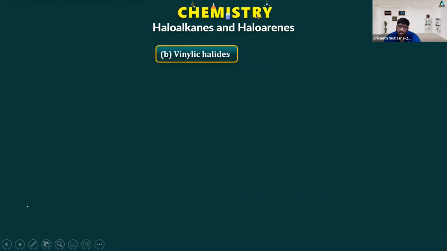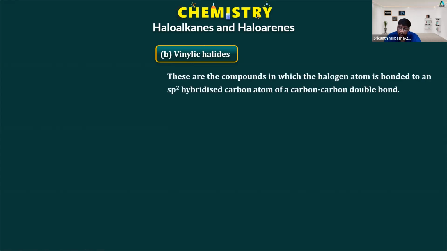Vinylic halides: the halogen is connected to a vinylic carbon. What is a vinylic carbon? The carbon present in a carbon-carbon double bond system is said to be a vinylic carbon. So these are compounds in which the halogen atom is bonded to an sp2 hybridized carbon atom of a carbon-carbon double bond. This is a vinylic carbon to which the halogen is connected, so it is a vinylic halide.